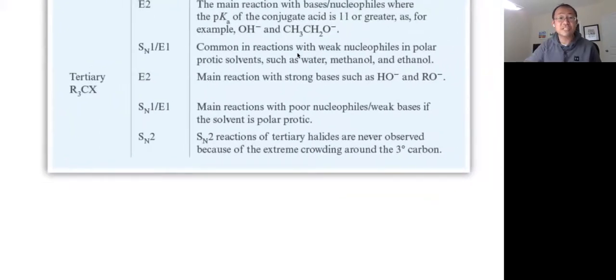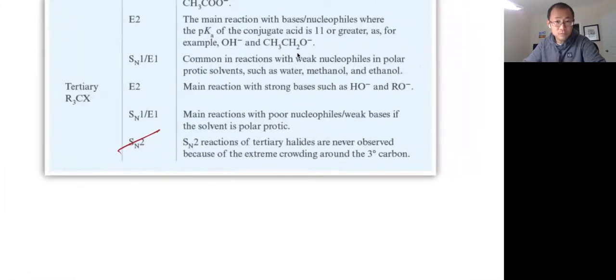If you have a tertiary substrate, again, you look at the substrate first. If you have a tertiary structure, there's no SN2. You know tertiary is impossible for SN2. So you have 3 options, E2, SN1, and E1. How do we determine? E2 means you have a strong base. If you have a strong base and a tertiary, you have E2, because again, you have no SN2. Strong base, E2 for tertiary.